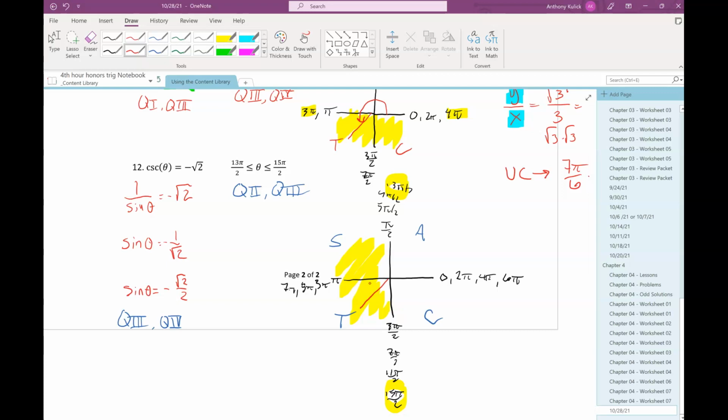Yeah, Zach? How do you know that it's negative in 3 and 4? So A is all of them are positive. S is sine is positive. T is tangent is positive. C is cosine is positive. Anything that's not listed as positive in that quadrant has to be negative. Okay, that makes sense. You're welcome.